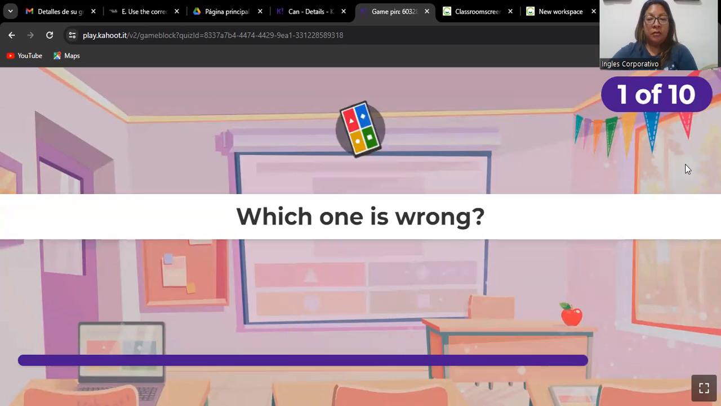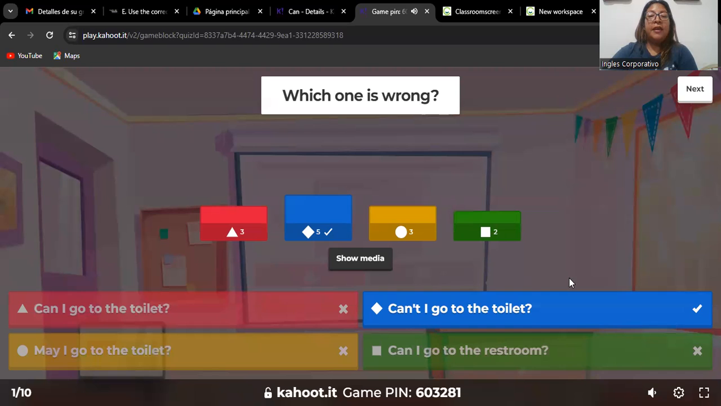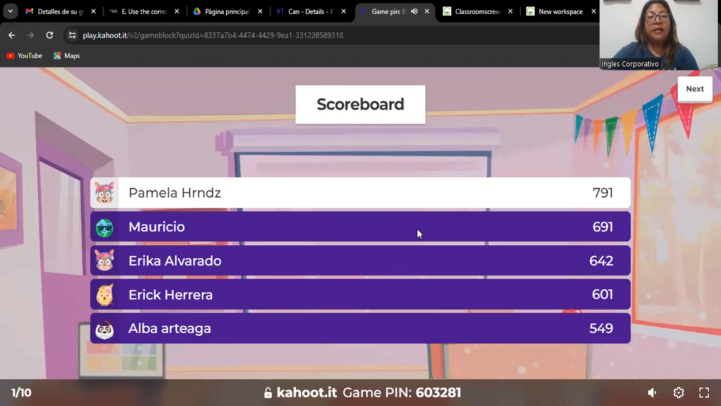Which one is wrong? Can I go to the toilet? Can't I go to the toilet? May I go to the toilet? Can I go to the restroom? Okay. The incorrect: Can't I go to the toilet? Porque no podemos usar una forma negativa en una pregunta. Excellent.